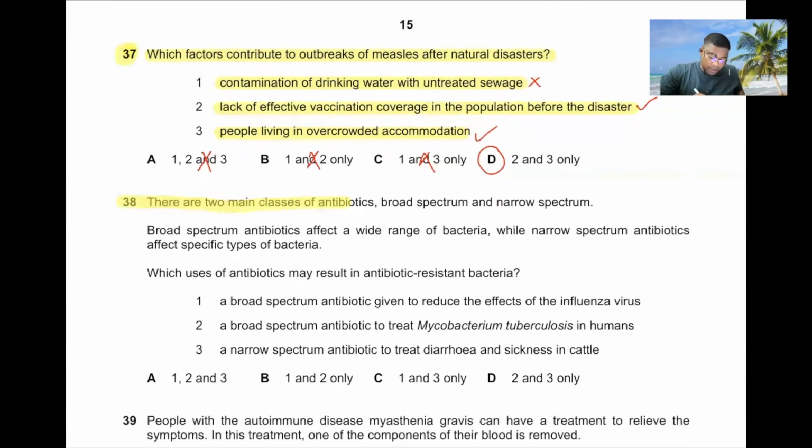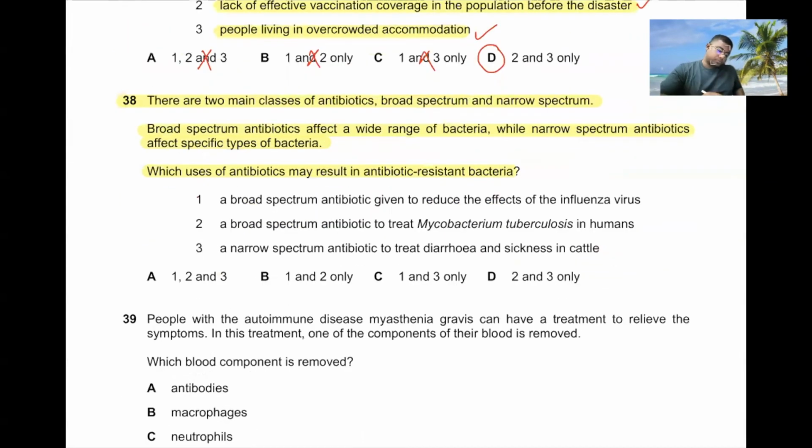Question number 38. There are two main classes of antibiotics, broad spectrum and narrow spectrum. Broad spectrum antibiotics affect a wide range of bacteria, while narrow spectrum antibiotics affect a specific type of bacteria. Which uses of antibiotics may result in antibiotic resistant bacteria? A broad spectrum antibiotic given to reduce the effect of influenza virus. You see, virus diseases must not be treated with antibiotics, because viruses are not affected by antibiotics.